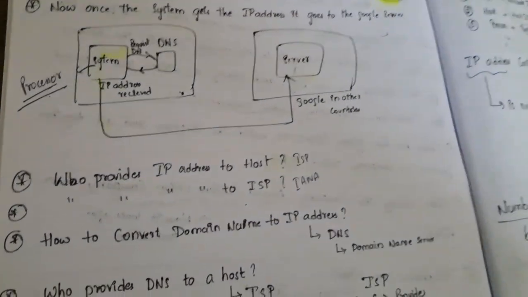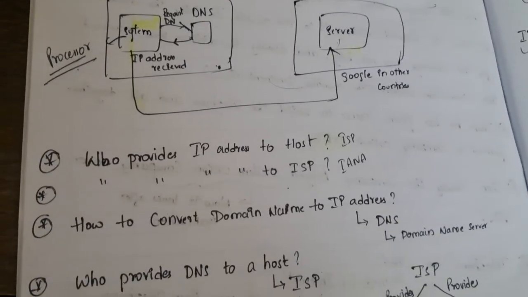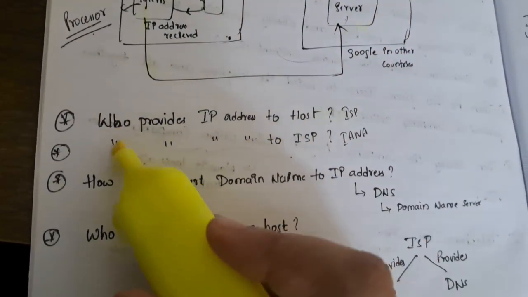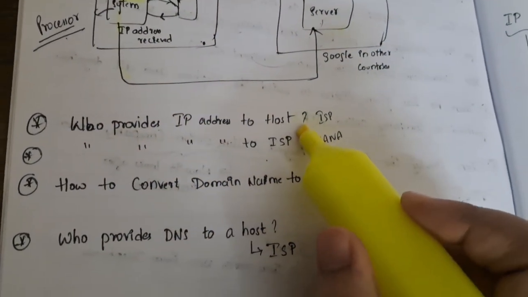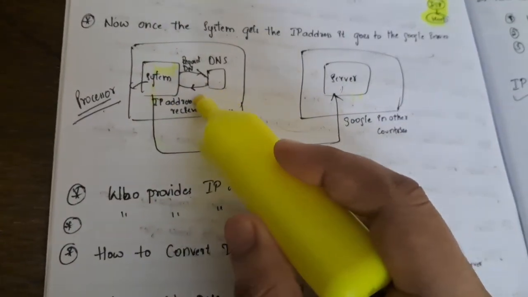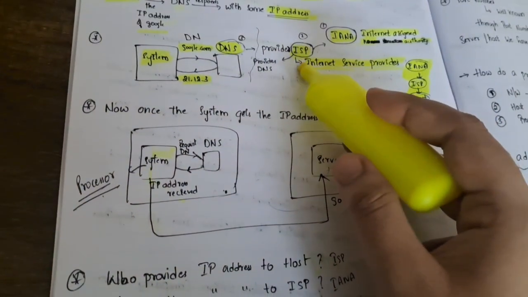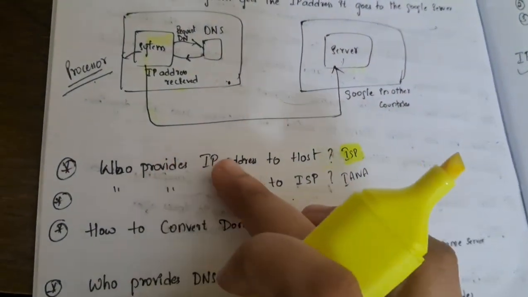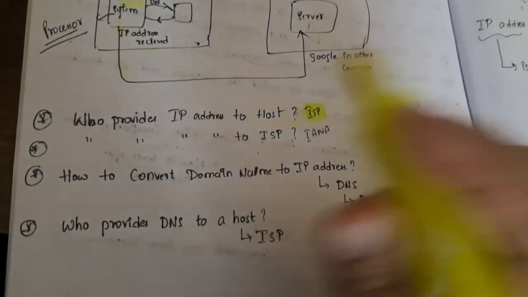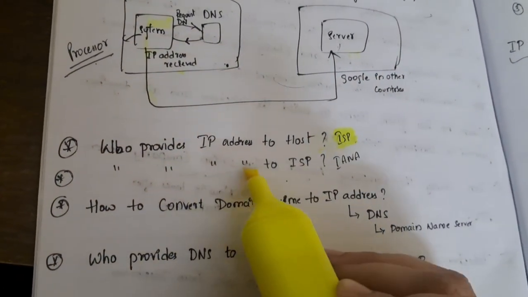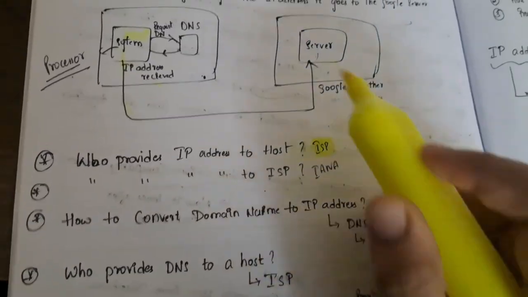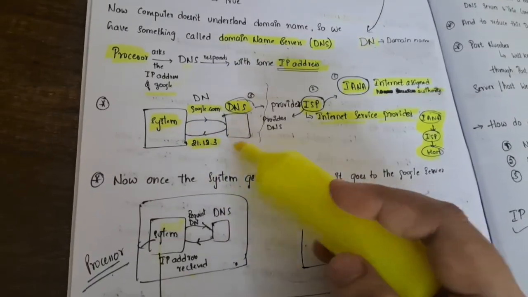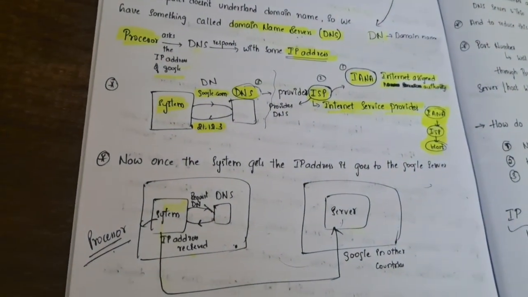Now, if you ask what question may come from the part we have discussed, the question they may ask will be: who provides the IP address to the host? The system is nothing but the host. So who is providing the IP address to the host? Directly, the ISP is providing. The Internet Service Provider will be providing the IP address to the host. The next one is: who provides the IP address to the ISP? Now it's very nice, you're telling me the ISP will provide the IP address to the system, but to the ISP, who is providing, brother?